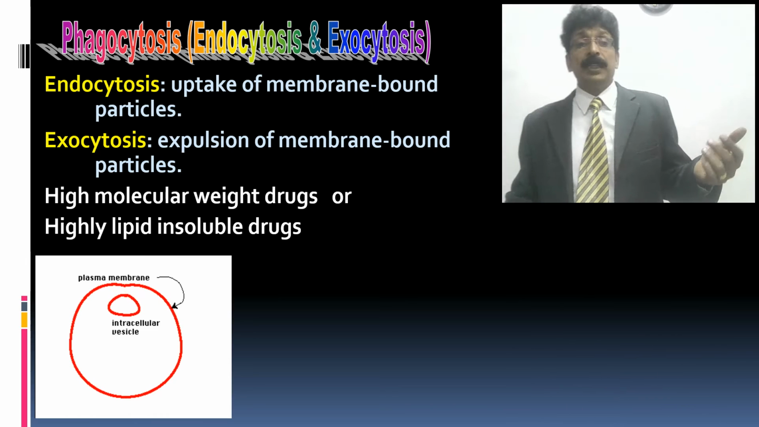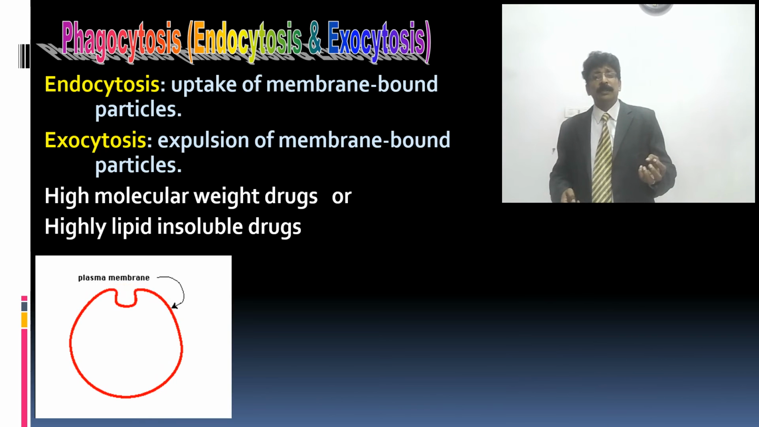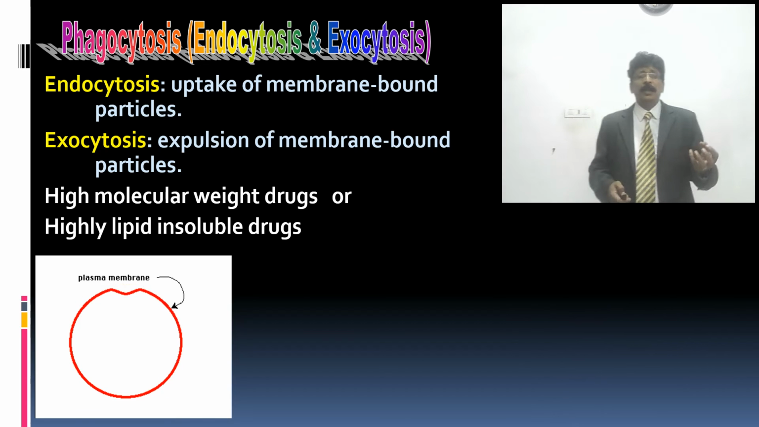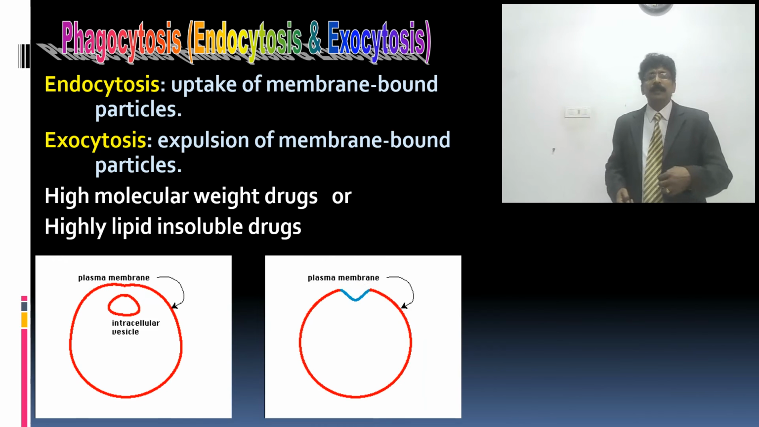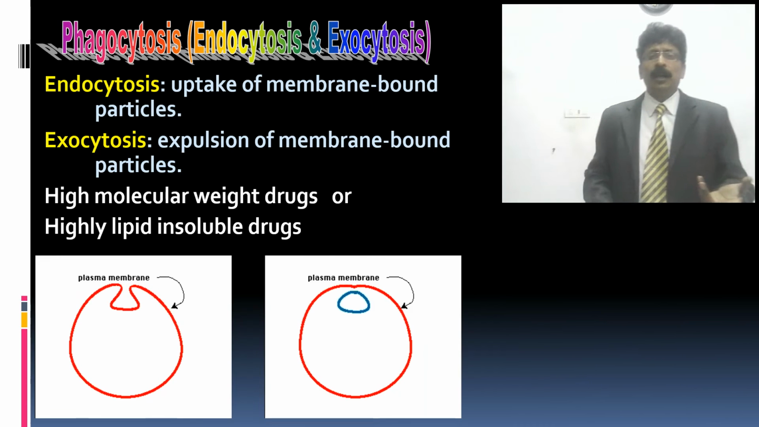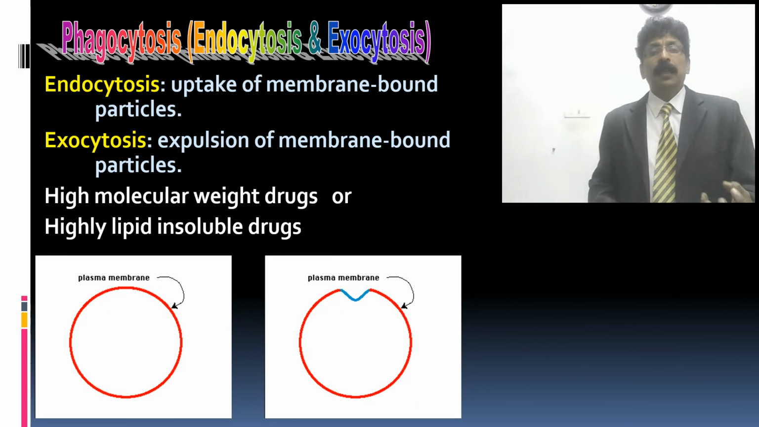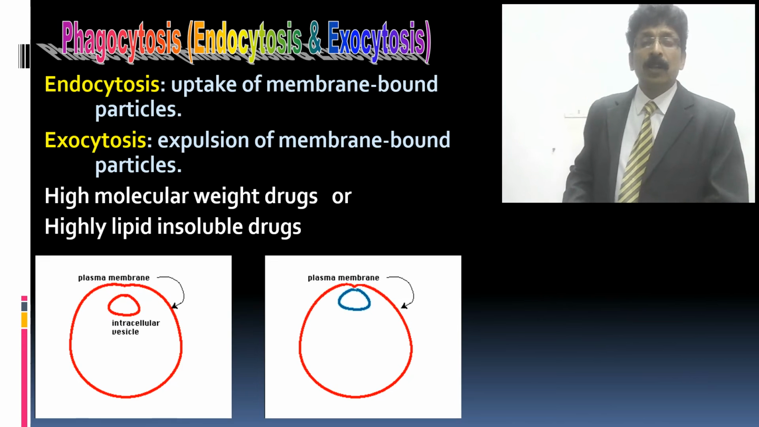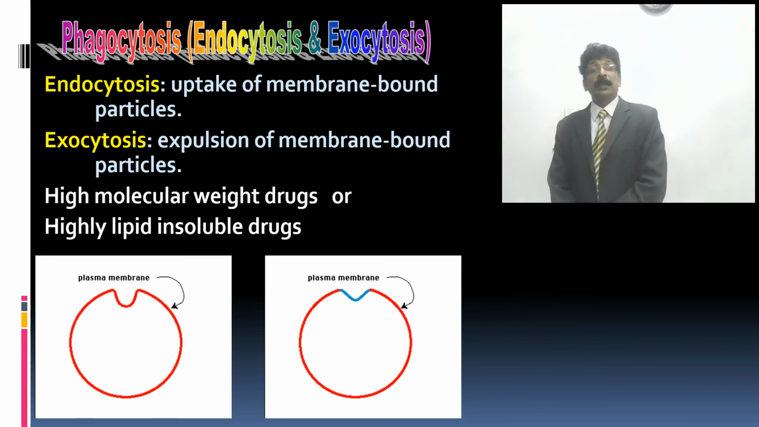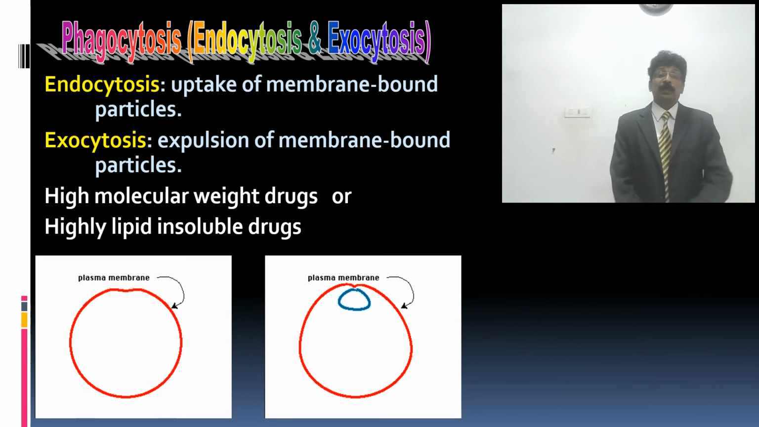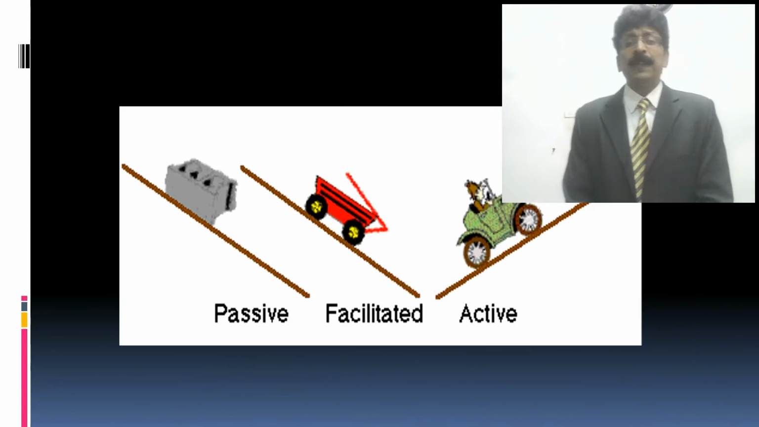So you can see here, this is the first example of endocytosis. See the plasma membrane and the particles taken in, and here you can see the particles have been expelled. The intracellular particles inside can also go outside, that means expelled, or exocytosis. This is endocytosis, that is exocytosis. So this picture will show it very clearly.